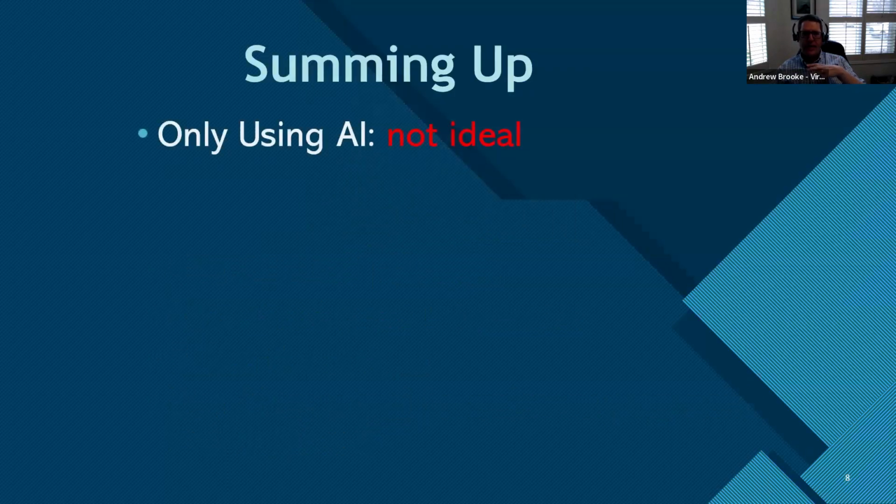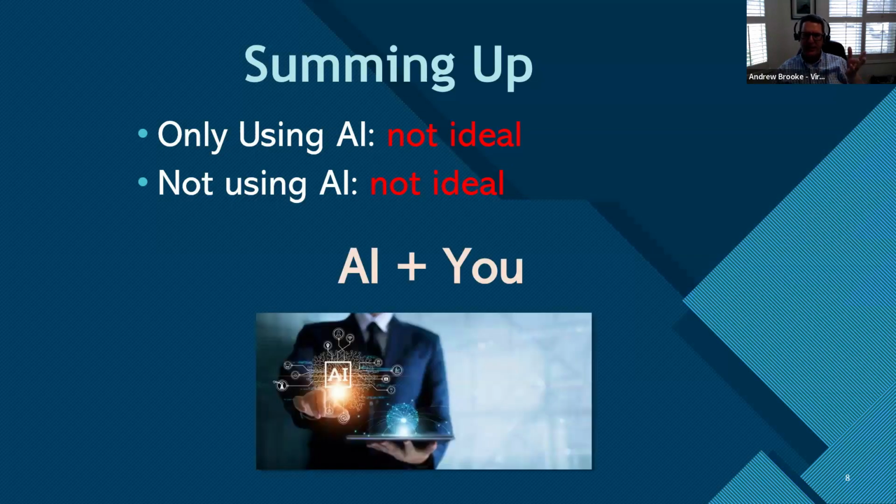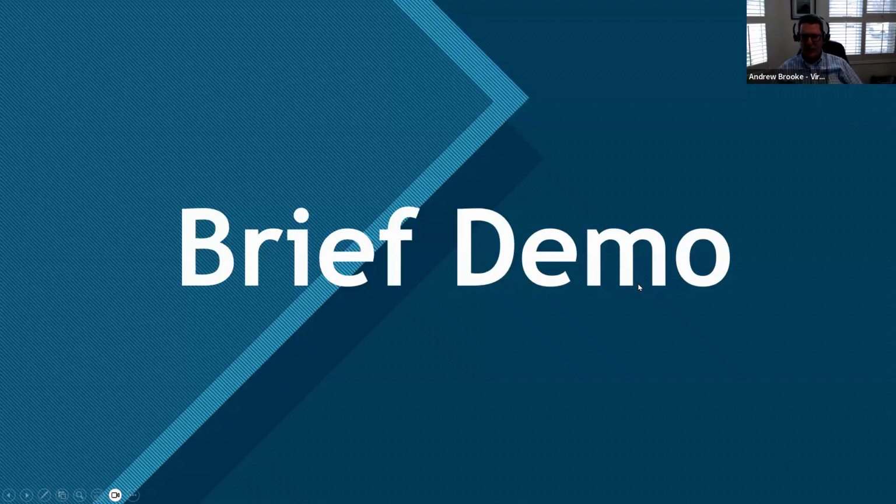So summing up, if you're only using AI, that's not really ideal because, as I say, you really want to tweak and customize the response for your needs. But if you're not using AI at all, that's also not ideal because it is a valuable tool and all these tools are free. So the best solution is to have you working with AI kind of as a partnership, and that's where you get the best results. So that's sort of my presentation.